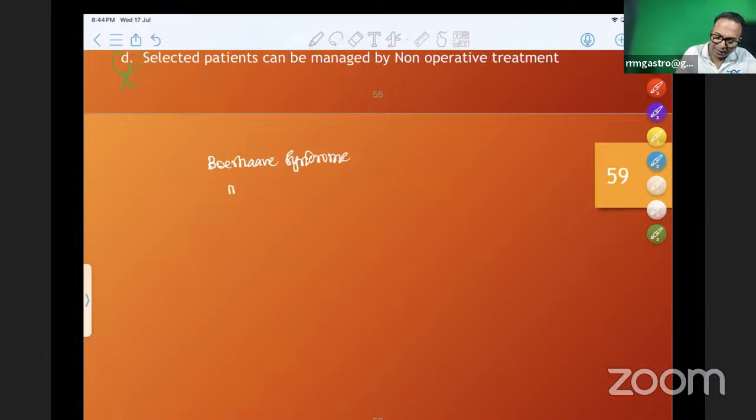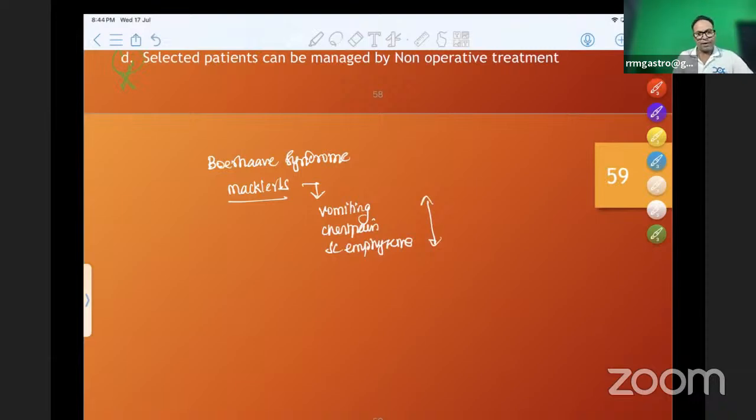Boerhaave syndrome is characterized by Mackler's triad. What is Mackler's triad? Vomiting, chest pain, subcutaneous emphysema. These are the features of Mackler's triad. They may also have associated abdominal pain. So this is a very serious emergency. If you're not going to treat the patient, the patient will die.